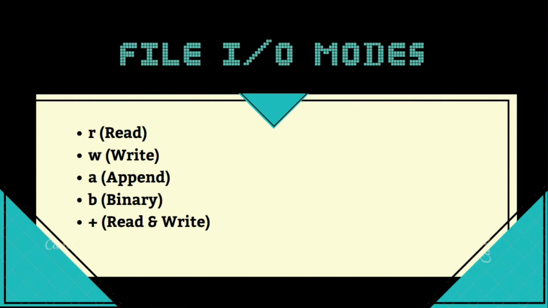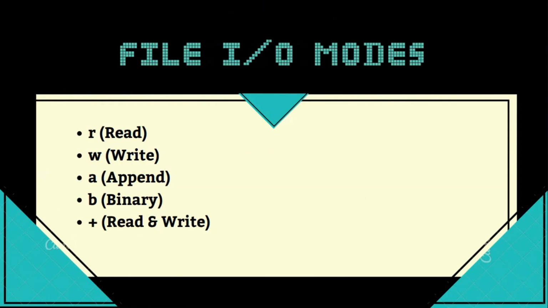Now let's talk about file modes in C. File modes in C are used to specify the type of operations that can be performed on a file. Here are some commonly used file modes in C programming. R, which is short for read, opens a file for reading. The file must exist.